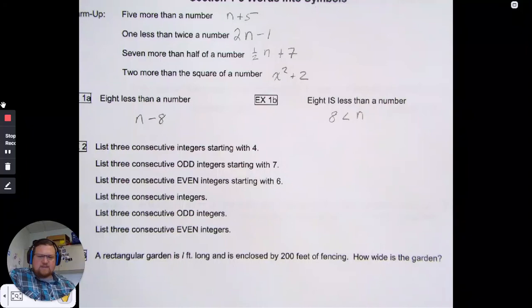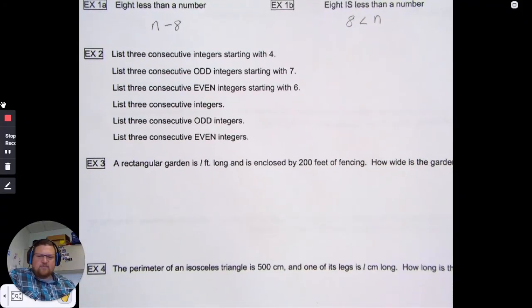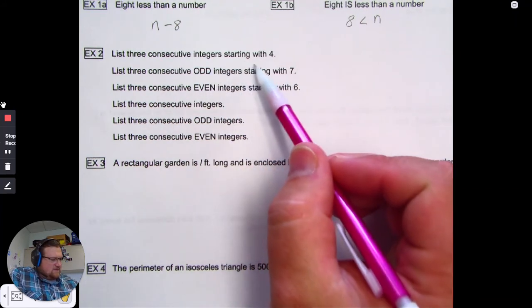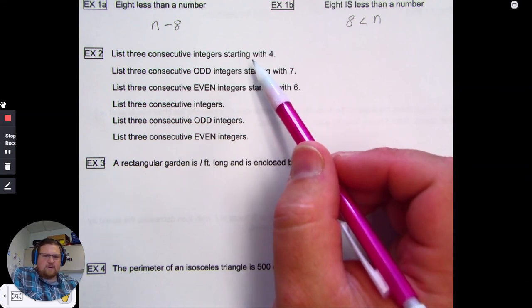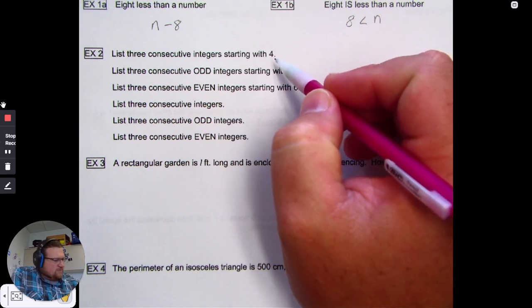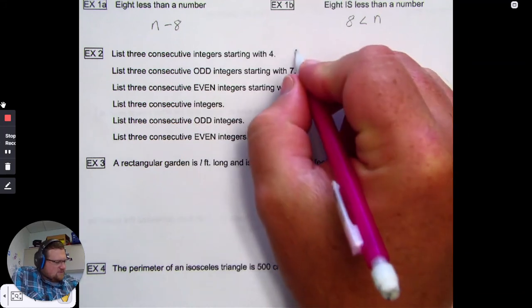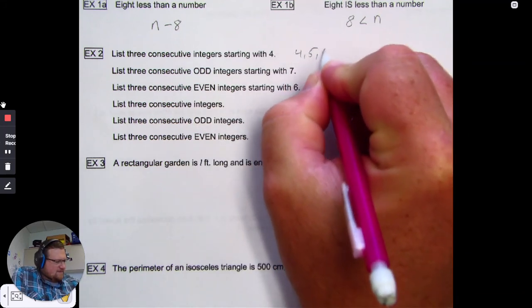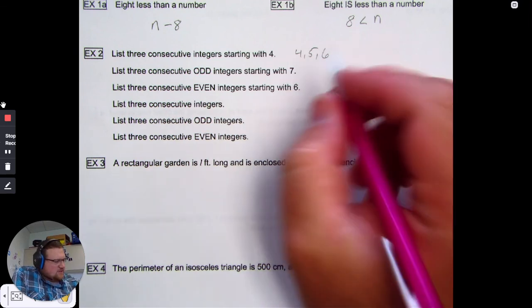Now this next little group here is kind of a fun group. The first 3 lead into the second 3. So it says list 3 consecutive integers starting with 4. Remember, integers are your counting numbers, 0, and their opposites. So if we're starting at 4 and we want the 3 consecutive integers, that would give us 4, 5, and 6. Then consecutive odd integers starting with 7.